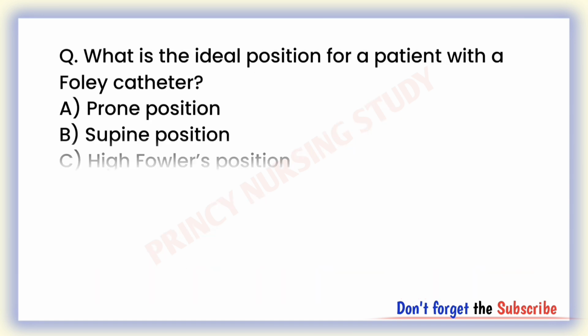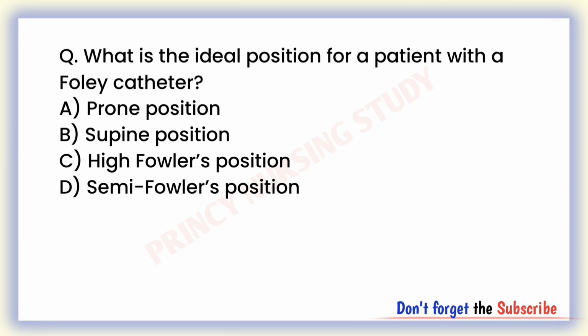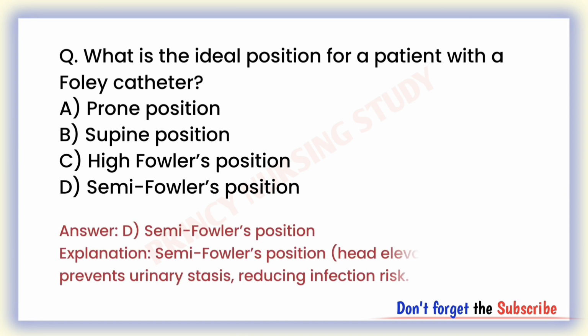Next question. What is the ideal position for a patient with a Foley catheter? Correct answer is D. Semi-Fowler position. Semi-Fowler position, head elevated at 30 to 45 degrees, prevents urinary stasis, reducing infection risk.